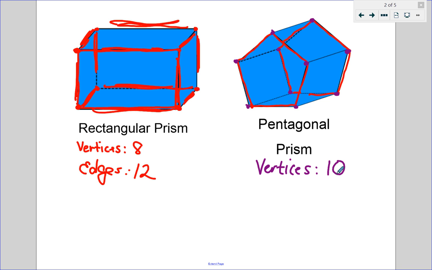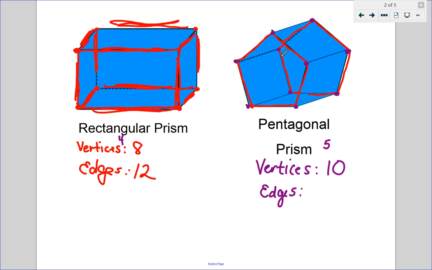I see a pattern here. A pentagon has how many sides to it? It has 5 sides. A rectangle has 4 sides. 4 times something equals 8. 5 times something equals 10. We're going to see if that's a pattern that holds true or not. And we're also going to look at our edges here. So for our pentagonal prism, when we look at the edges, we're going to see how many do we have?